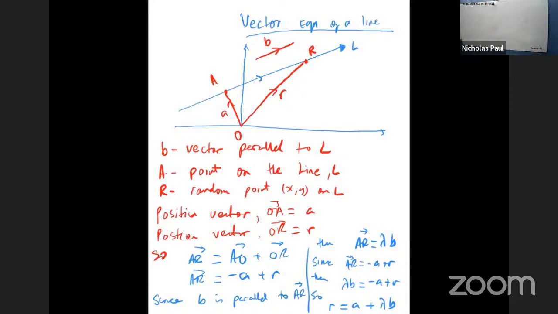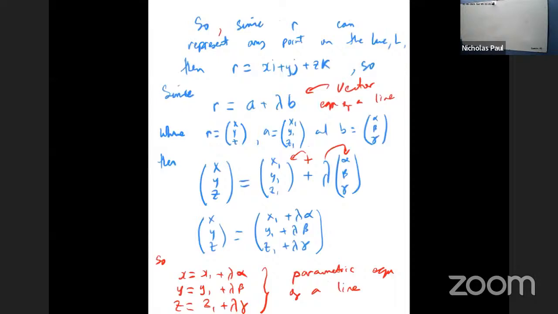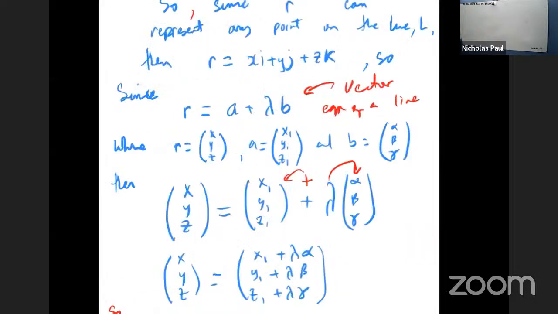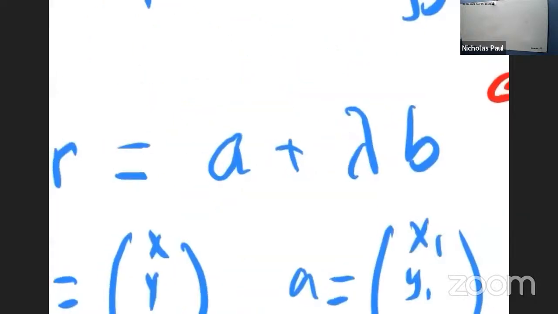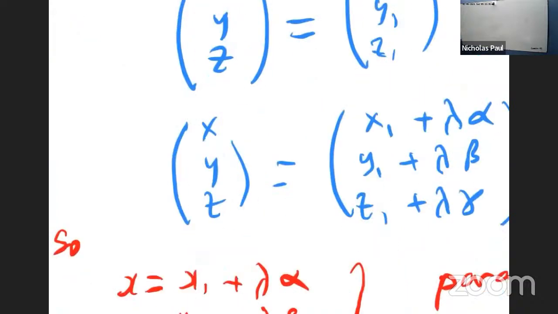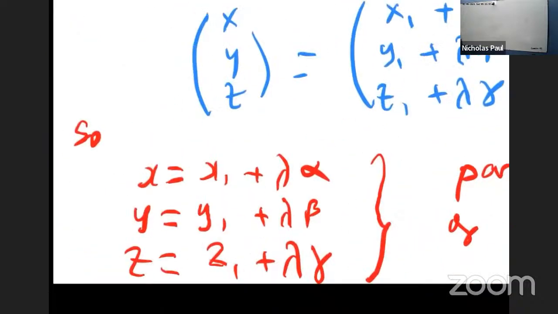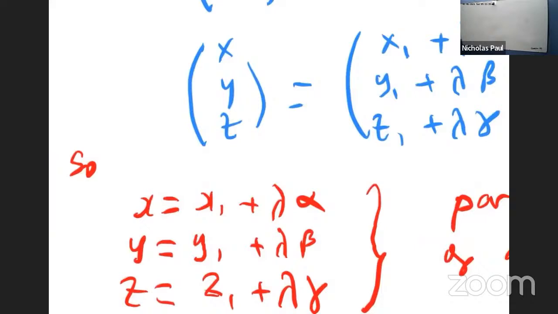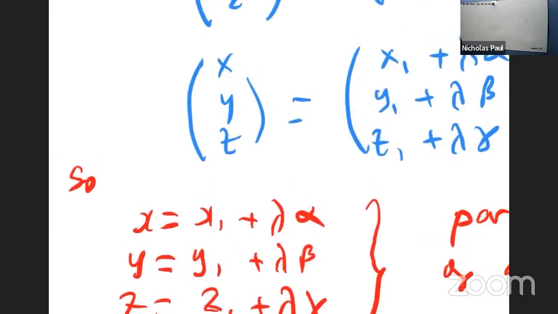So last day we looked at the vector equation of a line. What you're seeing there should be the vector equation of a line. We looked at proving it, and we went from the vector equation of the line into the parametric equation of the line. How we did that, we made x, y, and z the subject of the formula.